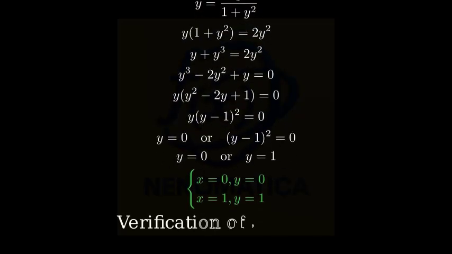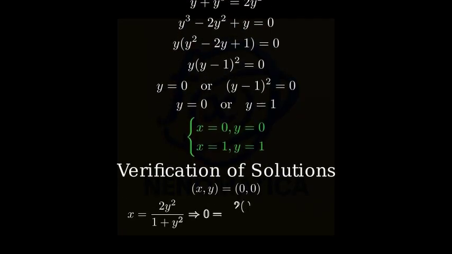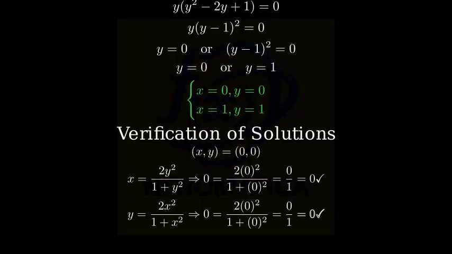For the first solution, x equals 0 and y equals 0, let's check the first equation. We get 0 equals 2 times 0 squared over 1 plus 0 squared, which is 0 equals 0. For the second equation, we get 0 equals 2 times 0 squared over 1 plus 0 squared, which is also 0 equals 0.